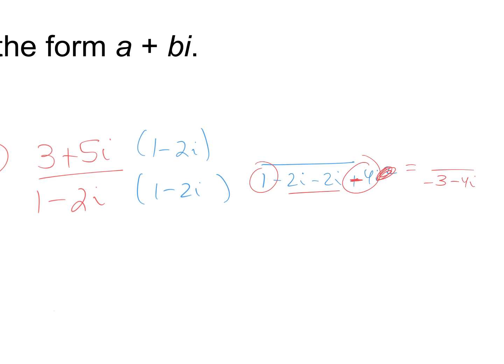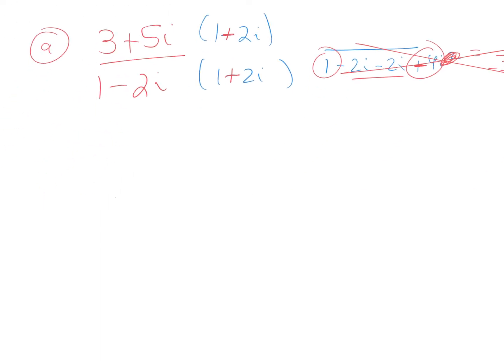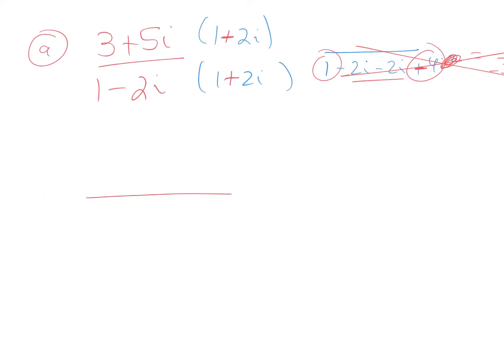What did I do wrong? I didn't make it a positive. You have to multiply by the conjugate, the opposite, because when you multiply by the opposite, the middle terms will cancel. So I think it's a good idea to always check the denominator first. Before you do the whole numerator, check to see if you multiplied by the right thing.